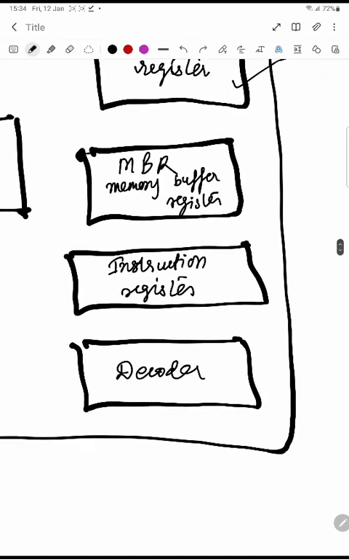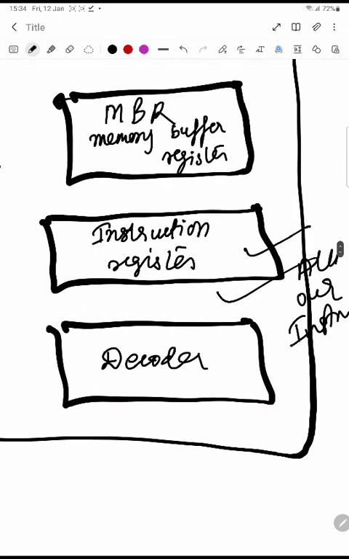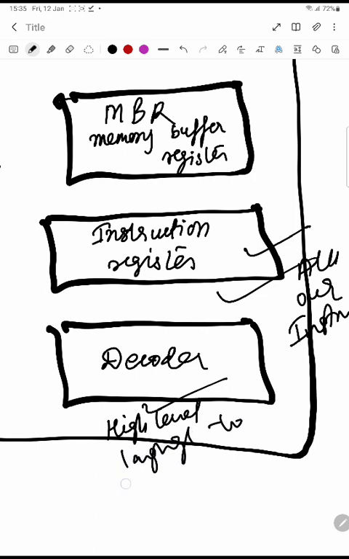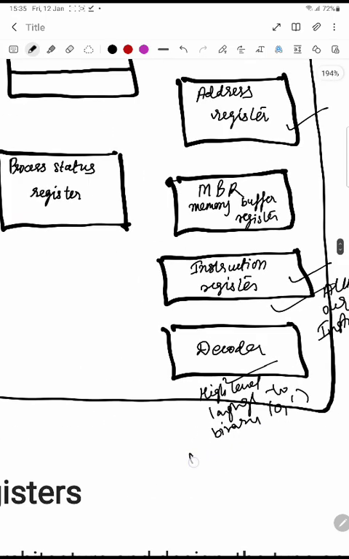Okay. Next one is instruction register. Instruction register is the register which stores all our instructions. All the instructions are stored into the instruction registers. At last, let us describe what is decoder. Decoder is nothing but a medium to convert the high level language to binary or zero one format, which can be understood by the computer.